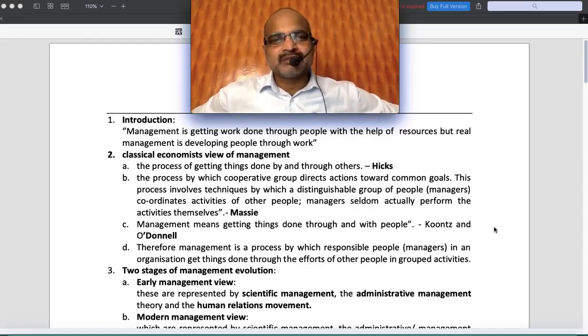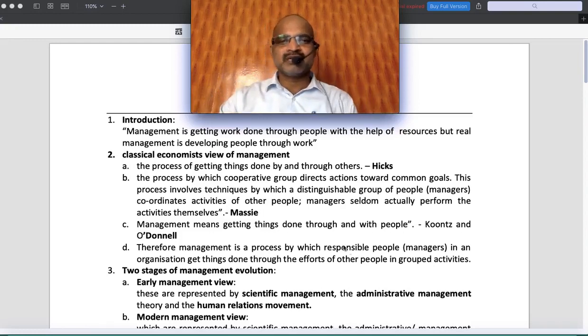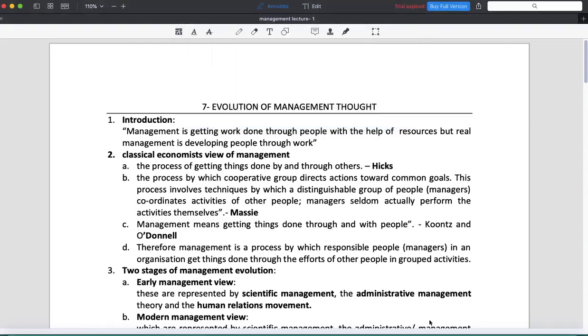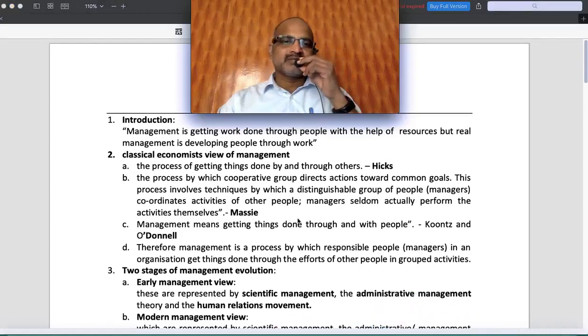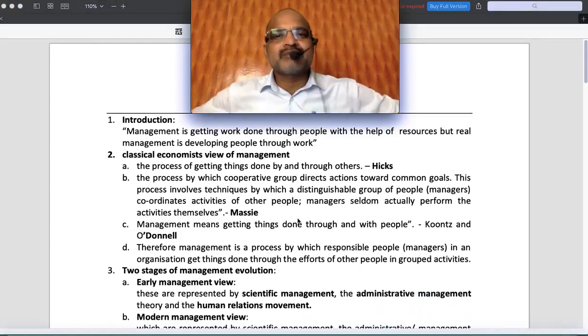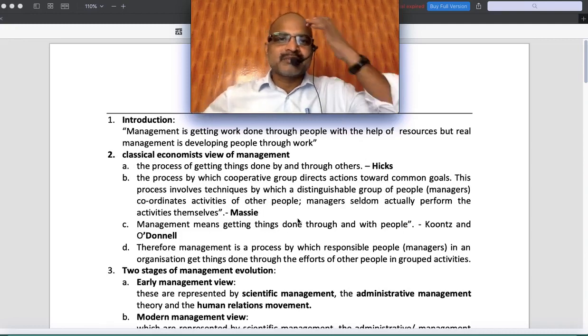We have in your paper one, as a part of economics, you also have something called management. As a part of that management lecture, I want to give you the introduction of the first lesson. This is going to be useful for you to revise before you go for examination.